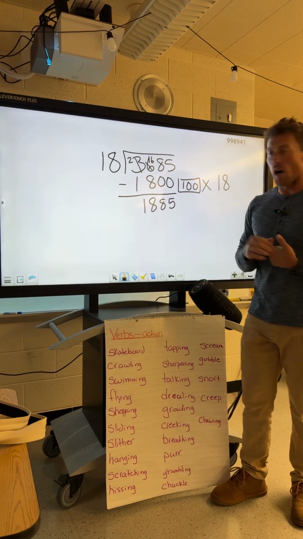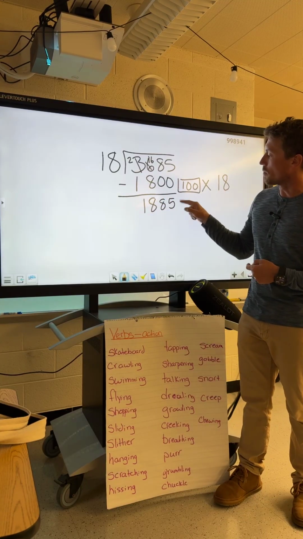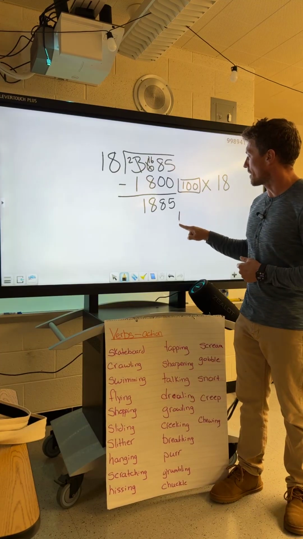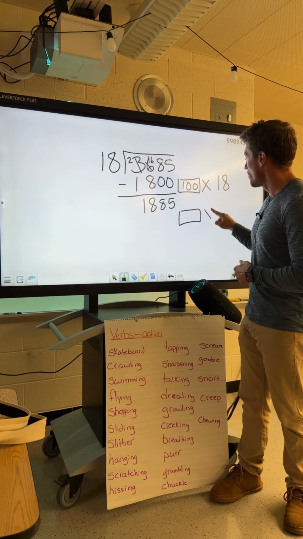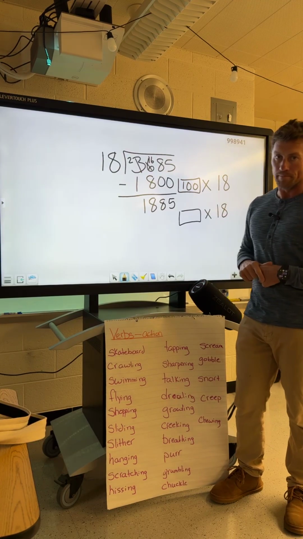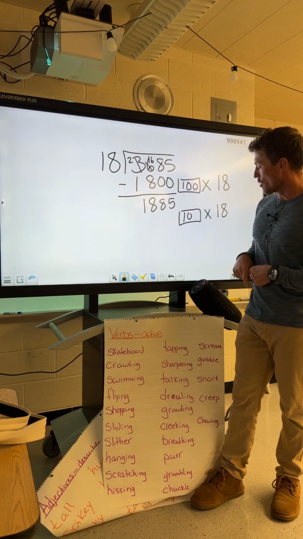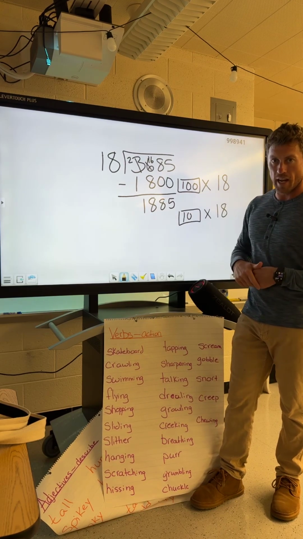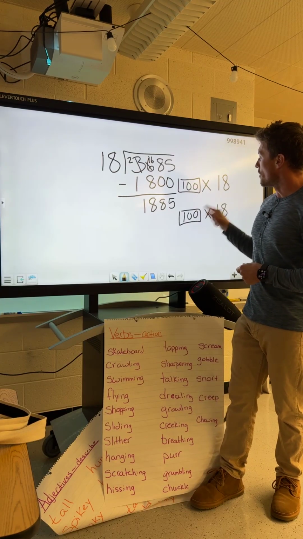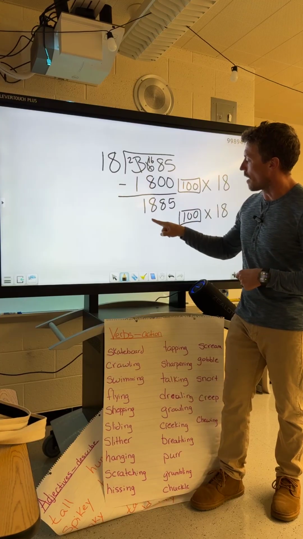So after I took 100 groups of 18, I still have 1,885 left to divide. So I'm going to do the same exact thing. Here's my partial quotient box. I know I'm still going to be doing times 18. So again, I'm going to think, if I did 10 groups of 18, that would be 180. I do have that, so I would try 100 groups. 100 times 18 is 1,800. I still have enough, so I'm going to use that.